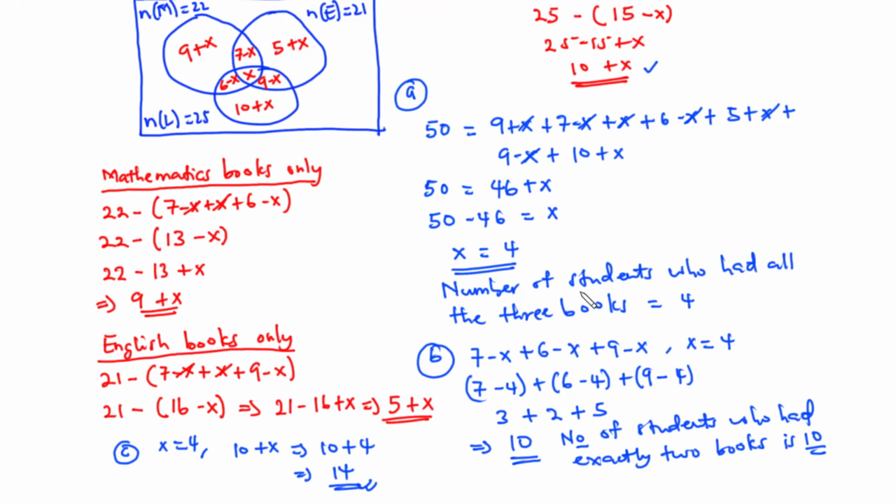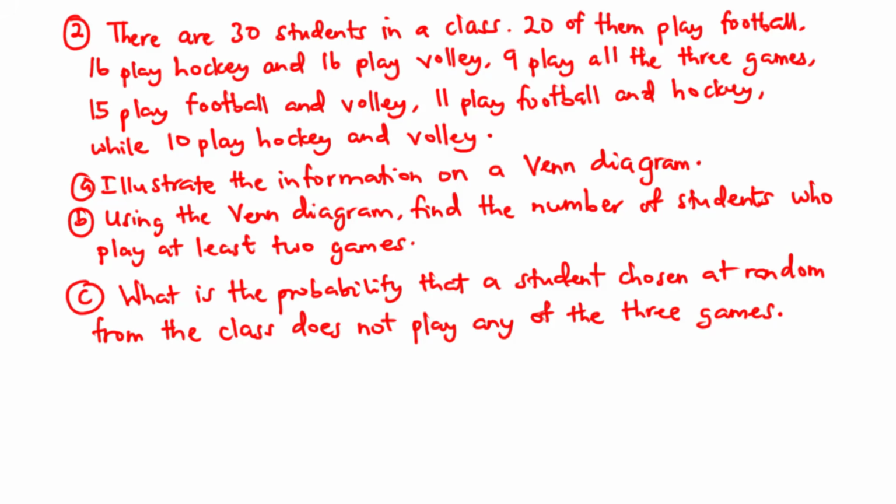So this was a very simple problem. Now let's move on to solve the second question for today's video. So for the second question, there are 30 students in a class. 20 of them play football, 16 play hockey, and 16 play volley. 9 play all the 3 games. 15 play football and volley. 11 play football and hockey, while 10 play hockey and volley.